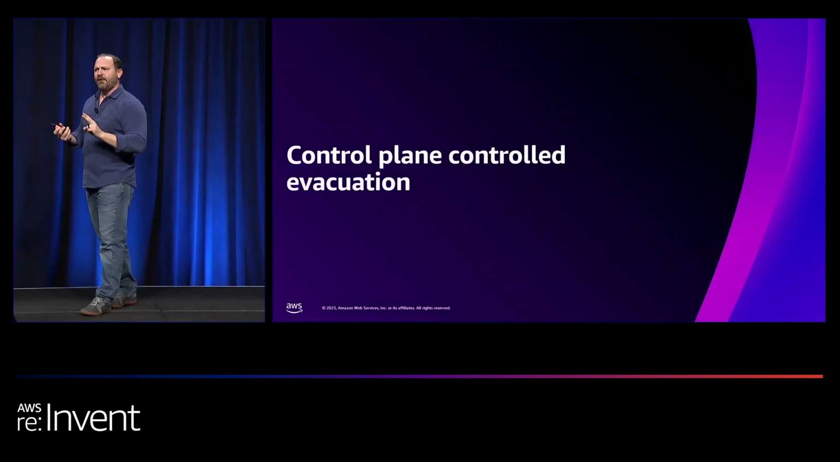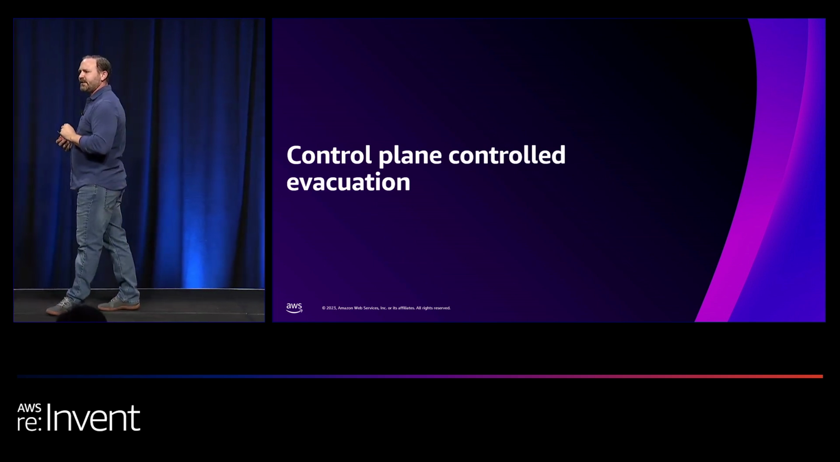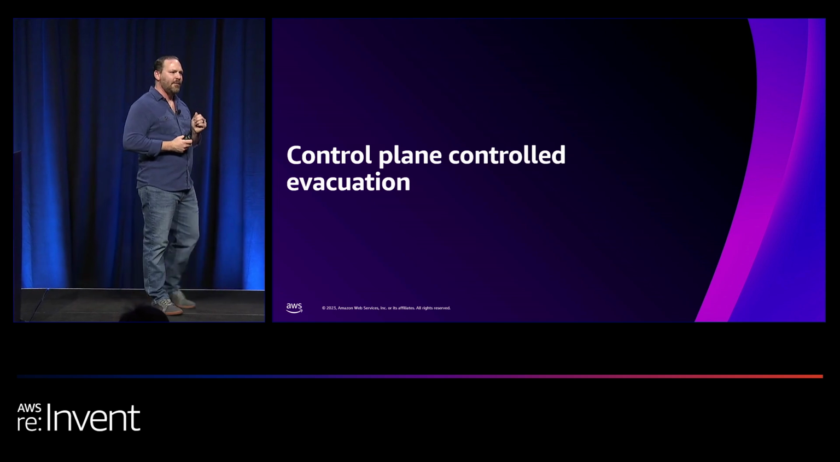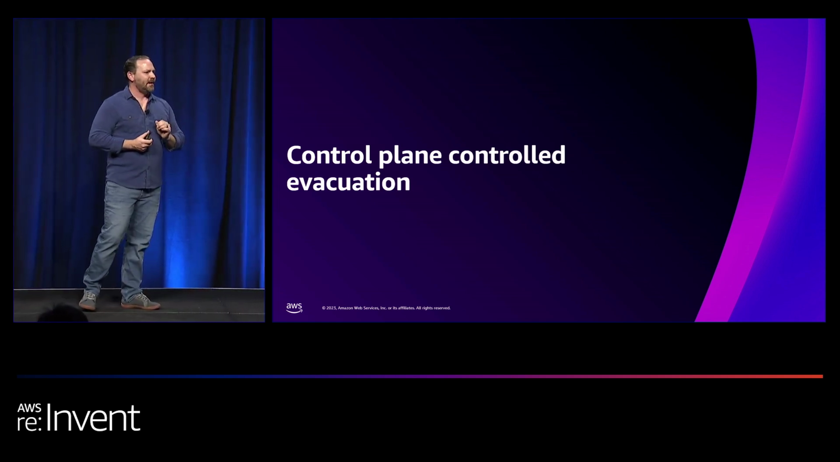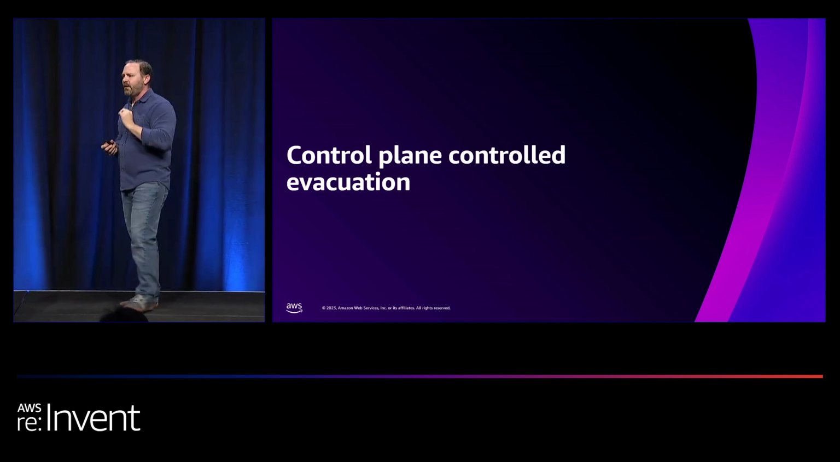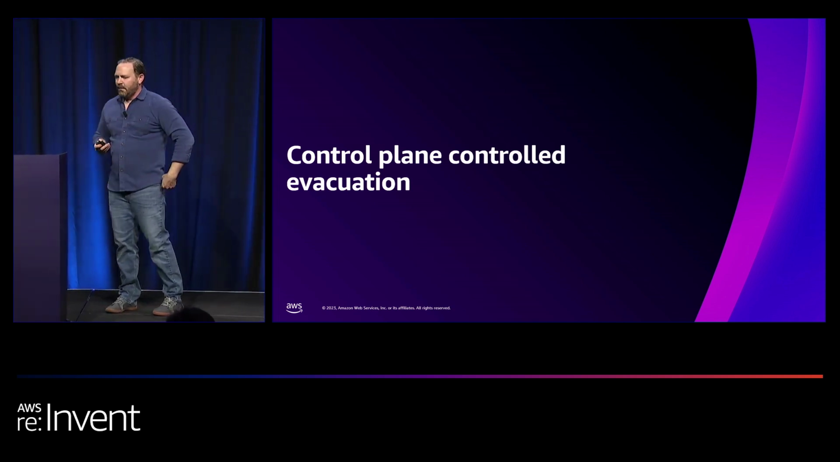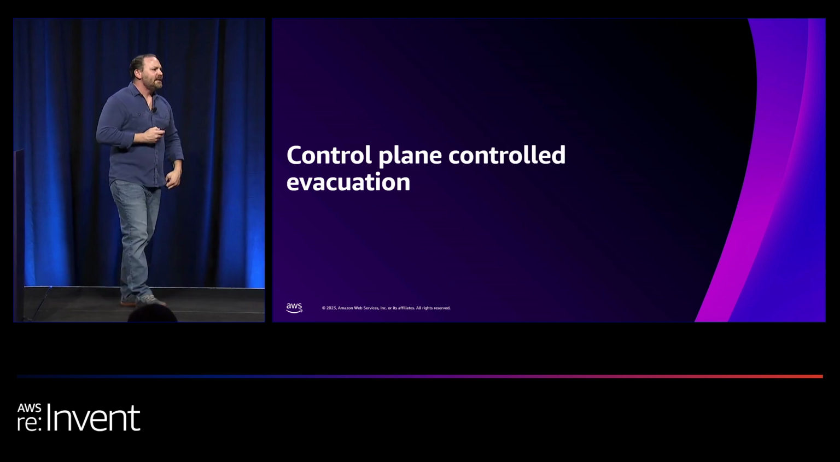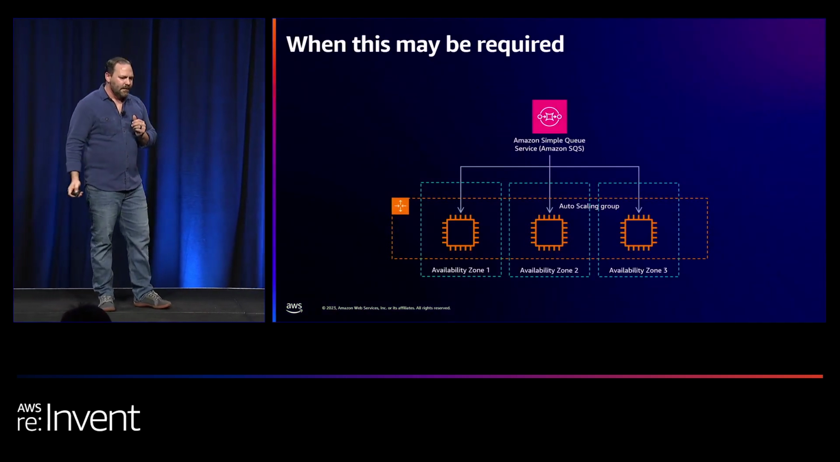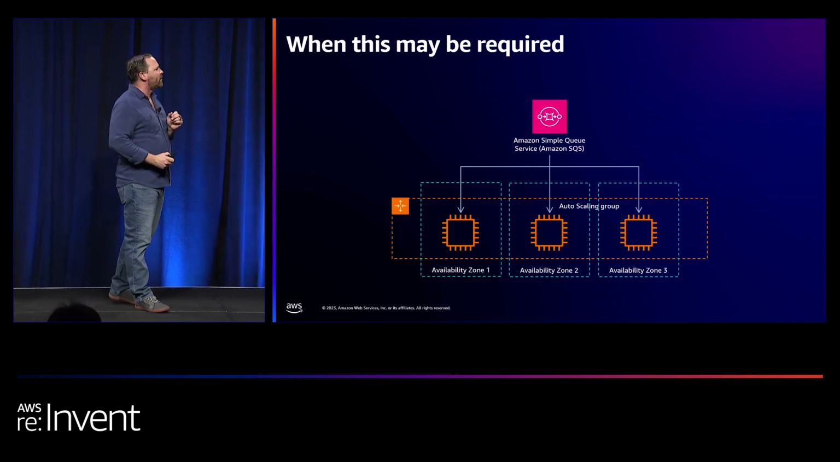So those are two different patterns using only data plane actions, right? Invoking an API Gateway endpoint, getting an item from DynamoDB, all parts of their data plane. And so both are really reliable ways that we can invoke an AZ evacuation. But in some instances, we may need to use the control plane. And so when would this be required?